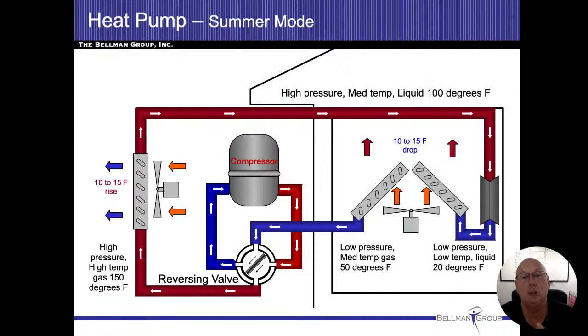And again, the only thing that's changed on here is that reversing valve and where it sends that high temperature, high pressure gas. If we send it to the inside, we're going to discharge heat to the inside. If we send it to the outside, we're going to discharge heat to the outside. And wherever we're discharging our heat, we're absorbing heat from the opposite end. A heat pump works in both directions. Obviously, it can't do that at the same time. It's one or the other. All right. But a heat pump, as it differentiates between an air conditioning system, is strictly because of that reversing valve that exists there.